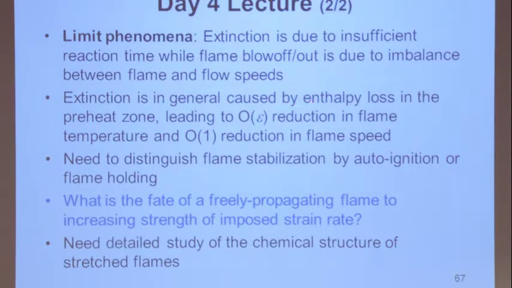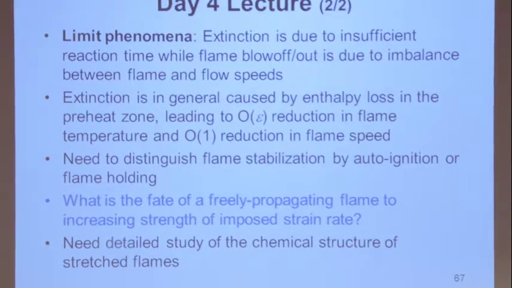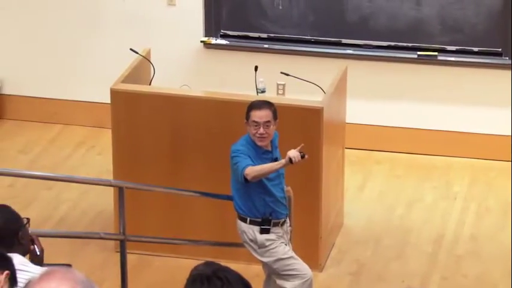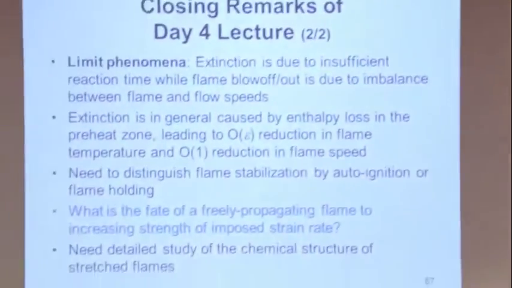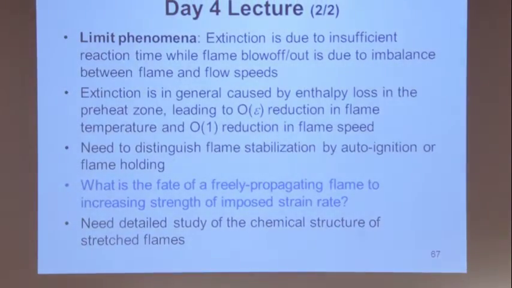Extinction is in general caused by enthalpy loss. When I say enthalpy loss, I mean heat or reactant. Reactant gives me the chemical energy. Heat gives me the thermal energy. Any kind of loss, to me, would be energy loss in the preheat zone, leading to order epsilon reduction in flame temperature and order 1 reduction in flame speed.